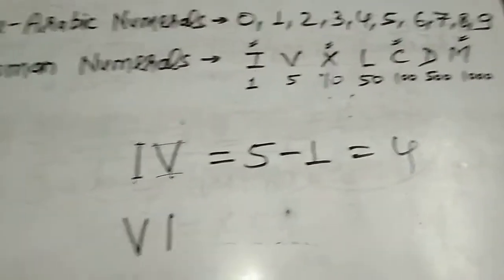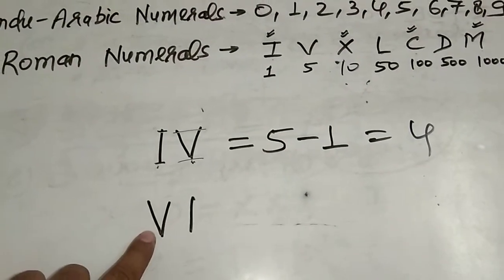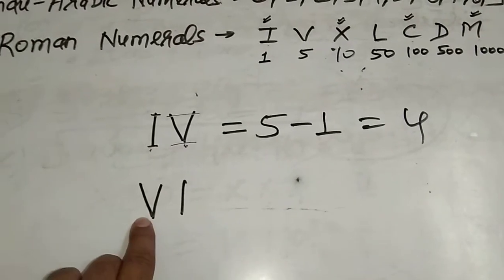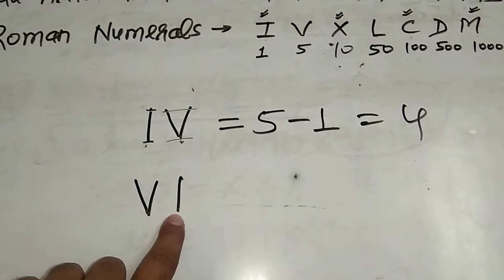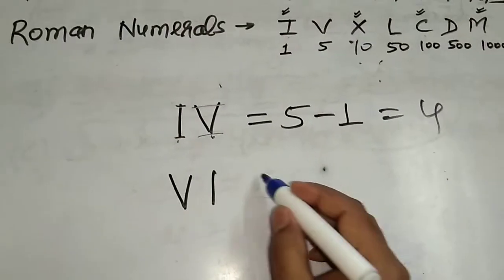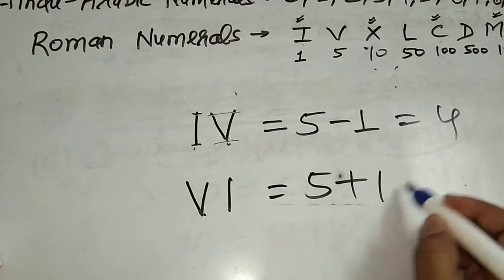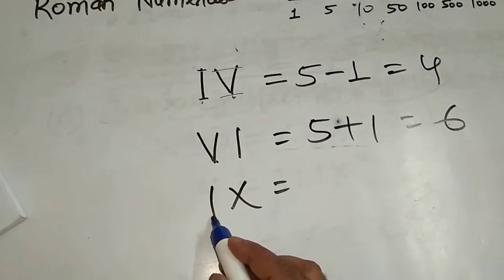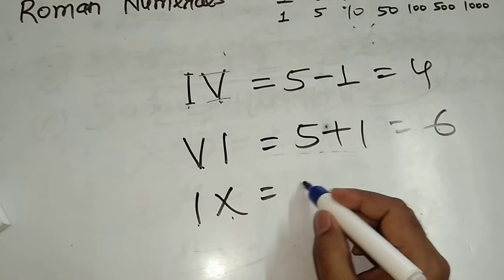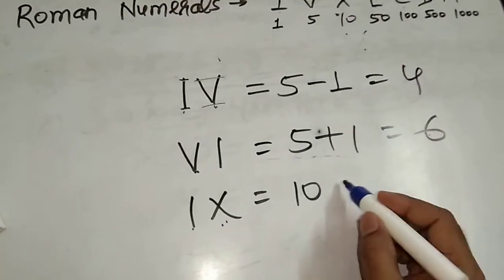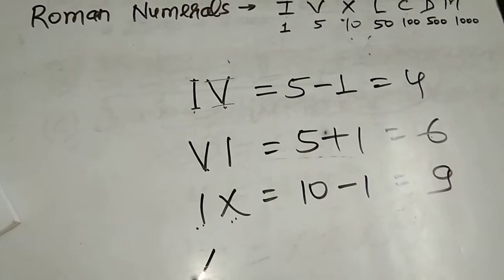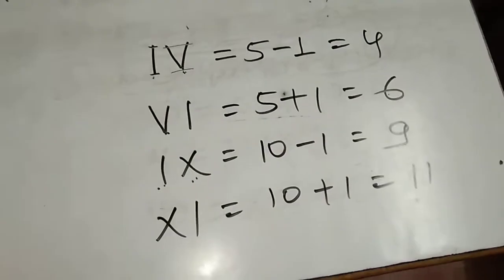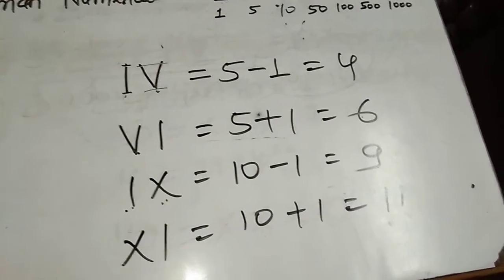On the opposite way, if we write the larger symbol first and then the smaller symbol, listen carefully students, larger first and smaller after the larger, then the rule of addition takes place. Means 5 plus 1, it becomes 6. Similarly, IX: smaller is written first, then larger, so the subtraction rule applies. X is 10 and I is 1, 10 minus 1 is 9. And if we write XI, then 10 plus 1 is equal to 11. In this way we can use the rules of addition and subtraction.